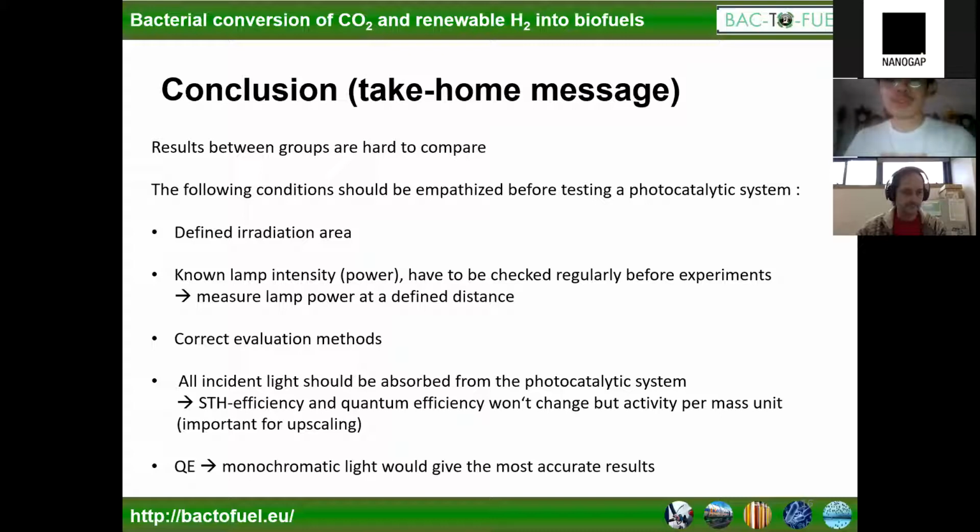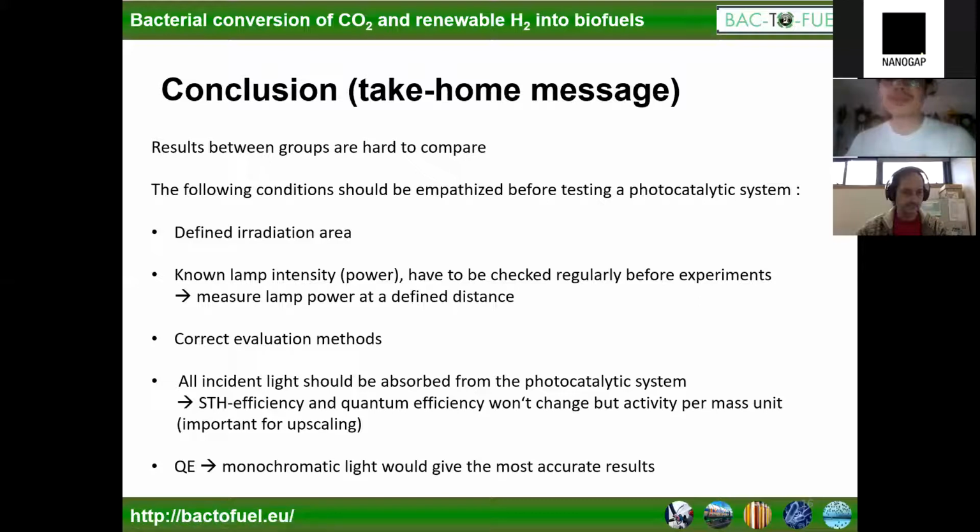Then you should be sure that all the light is absorbed by the photocatalytic system. It means that the concentration of the photocatalyst inside of your liquid phase should be high enough. At a certain point, the solar to hydrogen efficiency and the quantum efficiency won't change anymore. So you have an optimal concentration inside of your liquid, but the activity per mass unit will change drastically. So it's very important for the upscaling that you have the optimum concentration inside of your system.